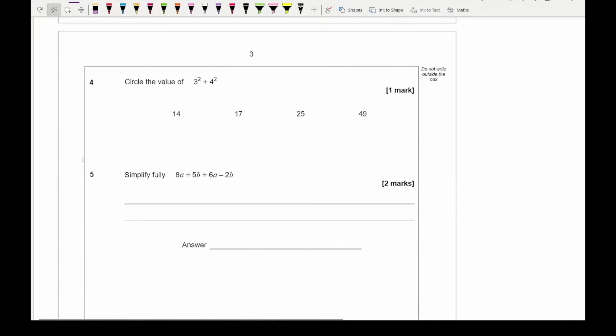Moving on to question 4, it says circle the value of 3 squared plus 4 squared. For this, what we need to do is convert the numbers. So 3 squared is 3 times 3, which is 9, and 4 squared is 4 times 4, which is 16. So what we're looking for is 9 plus 16, which gives us an answer of 25.